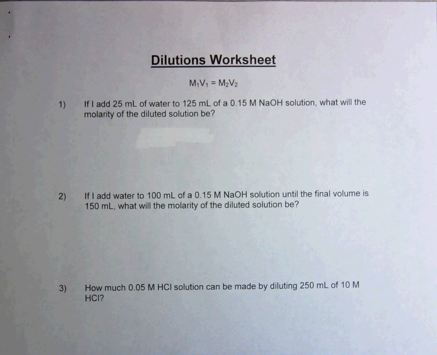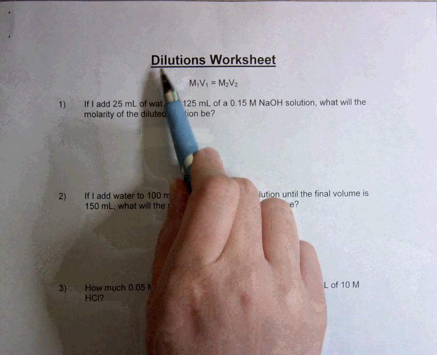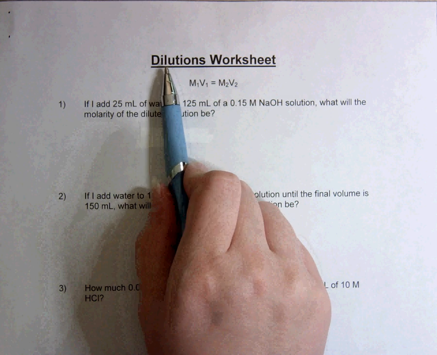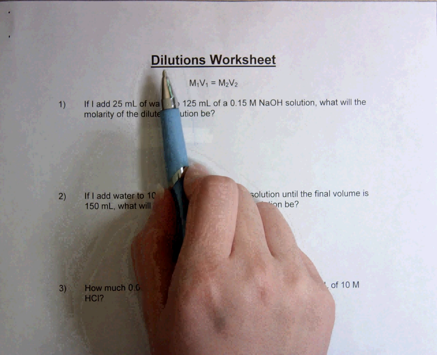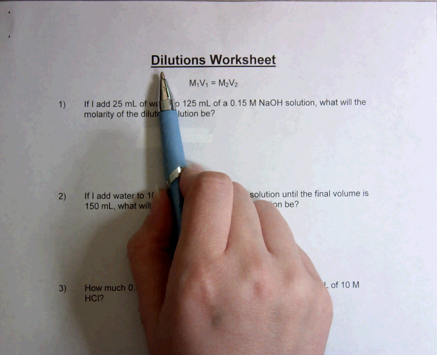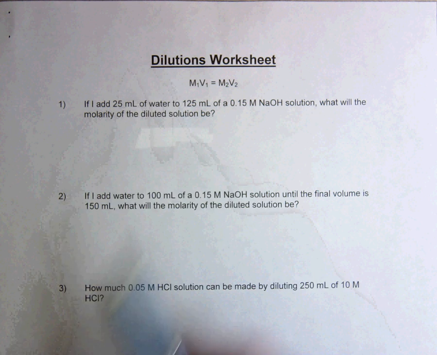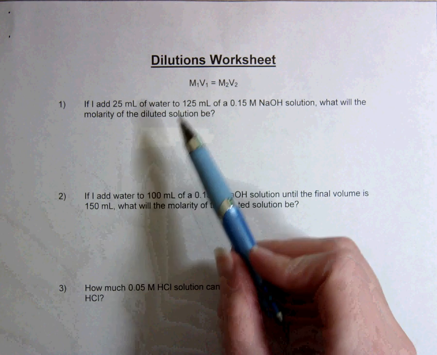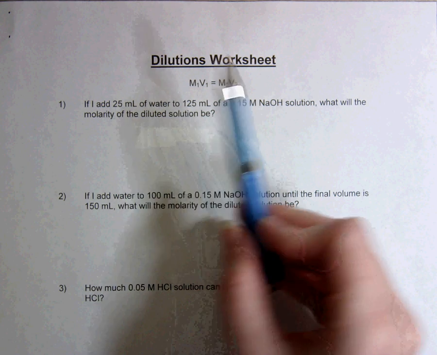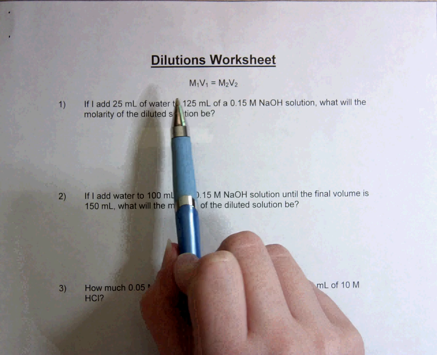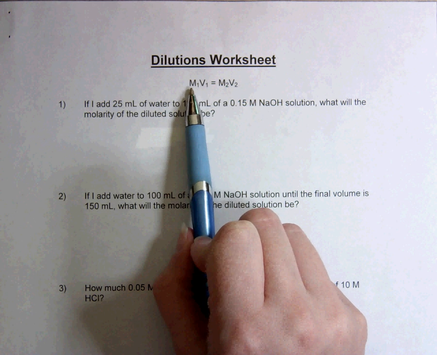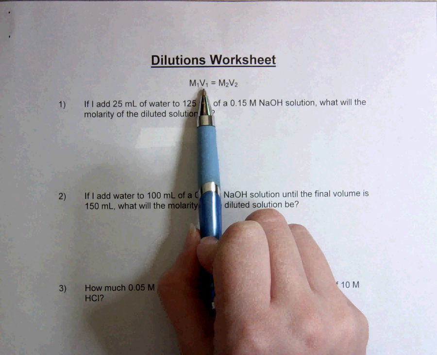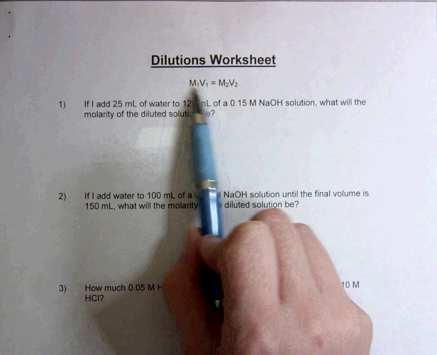Dilutions Worksheet. When we talk about a dilution, we're talking about taking some concentration of a solution and diluting it. To dilute something means to make it weaker, to add more solvent to it so that it's less concentrated. For example, let's say you have some Kool-Aid. You have a certain concentration of sugar and flavoring that you've put into a certain volume of water to make your Kool-Aid taste good.